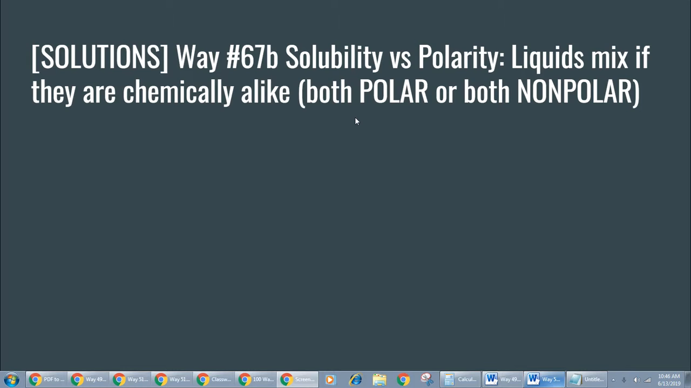So two solutions have to be both polar in order for them to mix properly, or both nonpolar in order for them to mix properly. If you try mixing a polar and nonpolar substance, they're going to separate into what's called a suspension.